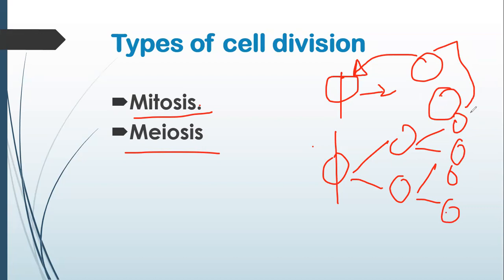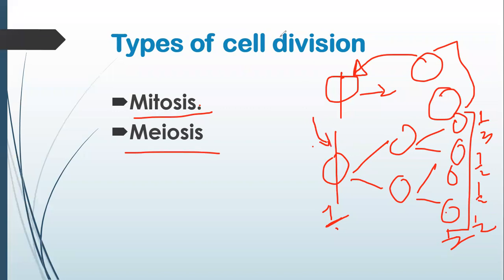But in another, one cell divides to produce 4 daughter cells, and all the 4 daughter cells have half. If the mother cell is 1, complete, these 4 have half, half, half, and half of the genetic material as compared to their mother cell.